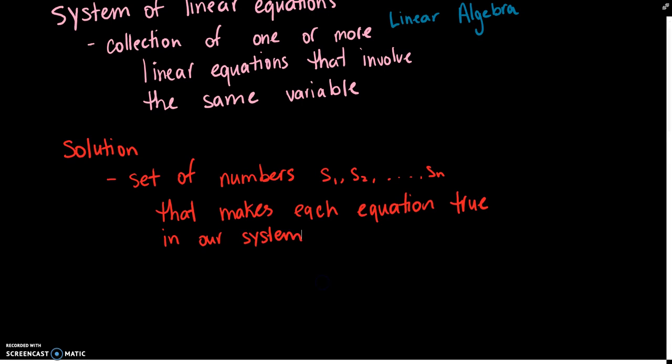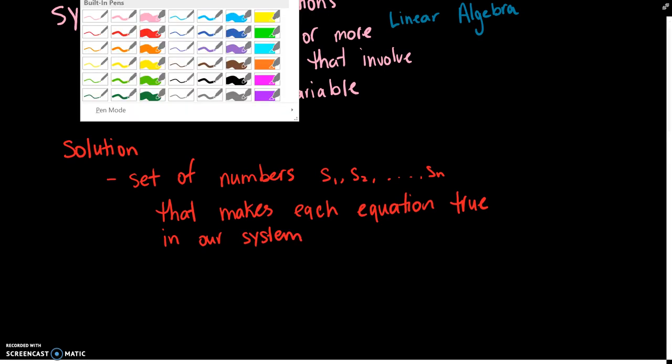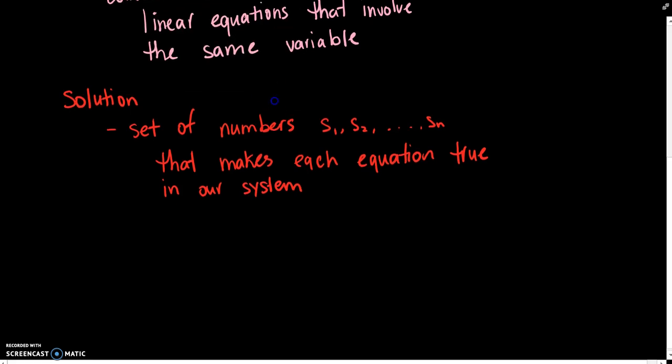So that's just one solution. Now, our systems can have multiple solutions. They can have more than one. So don't think about there being just one solution. Sometimes this is the case. Sometimes there's more than one. Sometimes there's what's known as infinitely many. And sometimes there's no solution at all.